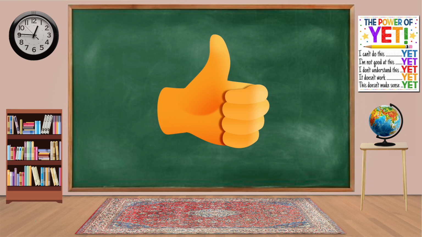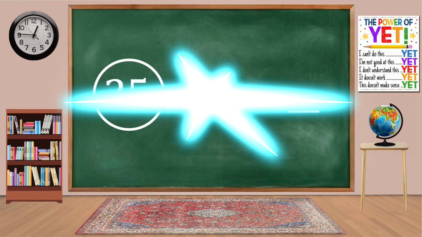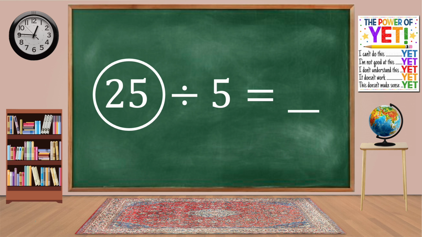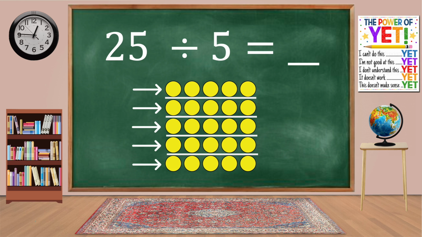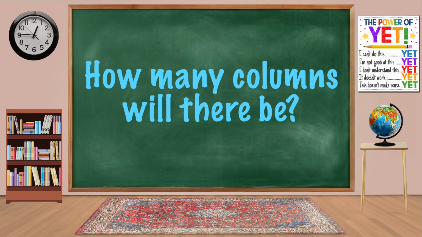A great way to solve a division problem is to use an array. So, we have 25. We're going to separate it into 5 groups or 5 rows. How many are we going to get in each row? Or, how many columns will there be?